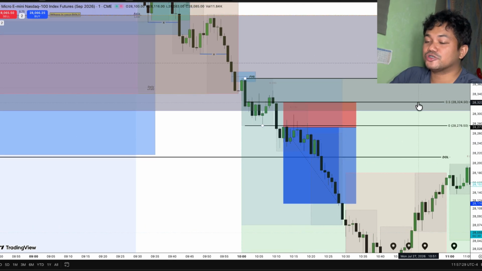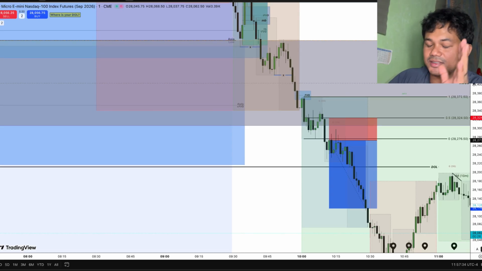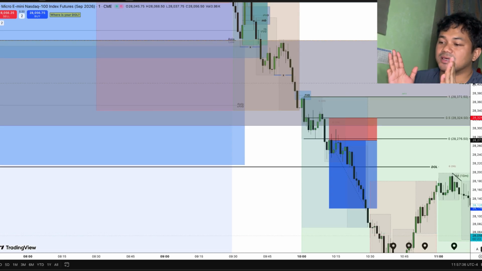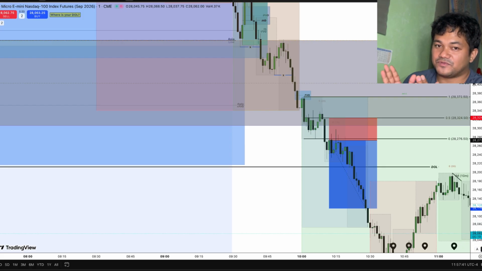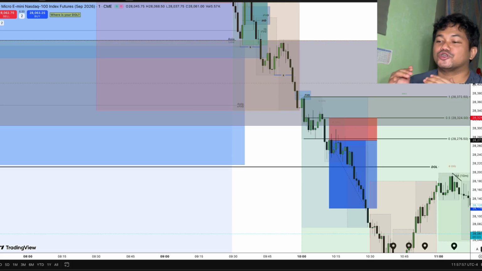So in conclusion, the key is identifying where your draw on liquidity is. If you find your draw on liquidity, then your objective is going to be simple and very straightforward. If your draw on liquidity is on the upside, then you look for a long position. If your draw on liquidity is on the downside, then you look for a short position. That's very straightforward and simple.